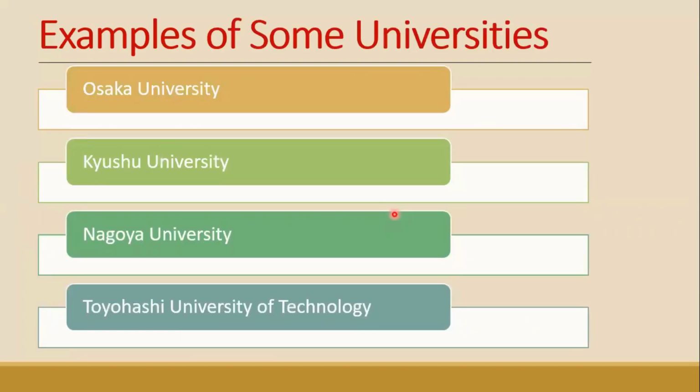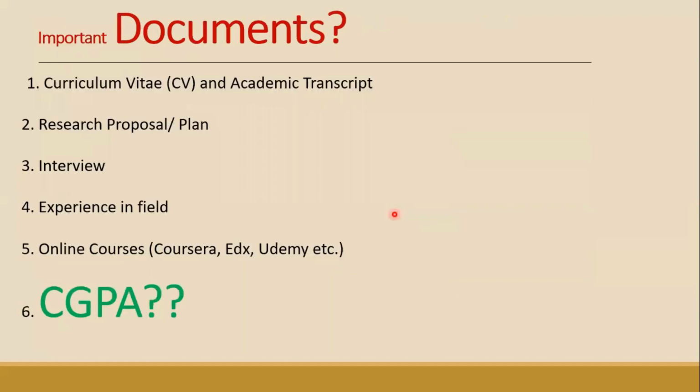There are some examples of universities which are offering the MEXT university recommended scholarship, like Osaka University, Kyushu University, Nagoya University, Toyohashi University of Technology, and there are many. I just listed a few. So what are the important documents we might need when we are carrying out that process? First of all, it's your curriculum vitae or resume and academic transcript that you are going to email your professor. These are very important documents that might create an interest in your supervisor, so that he should supervise you.